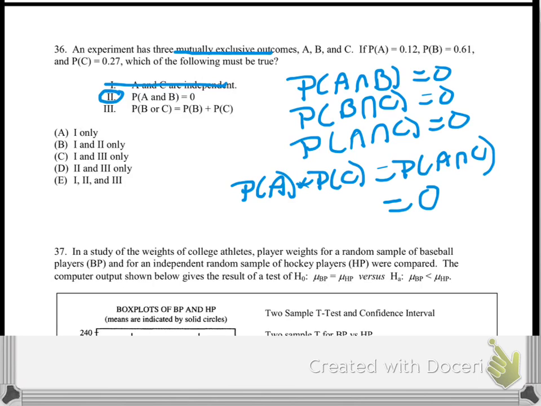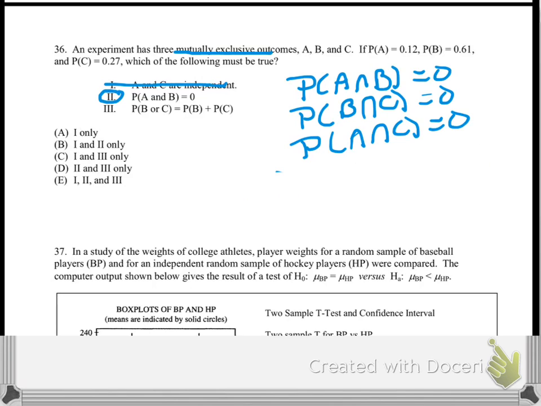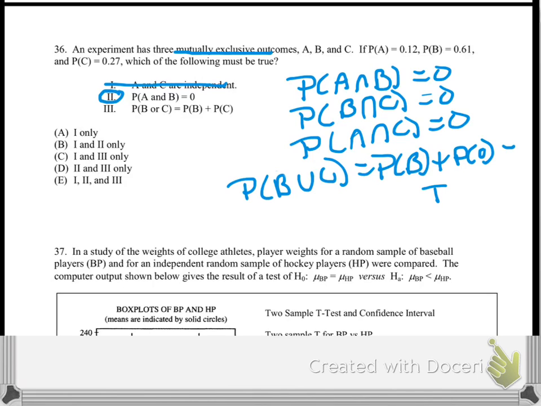Okay, so let's go here to number 3. Okay, I'm going to erase what we just got done doing. Okay, so here what we're doing, we have the probability of B or C. So remember the probability of B or, excuse me, I don't want to use that symbol, I want to use the or symbol. B or C is equal to the probability of B plus the probability of C minus the probability of B and C.